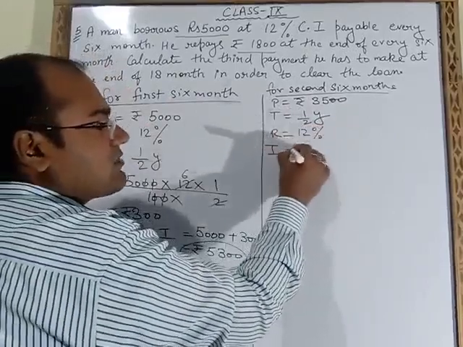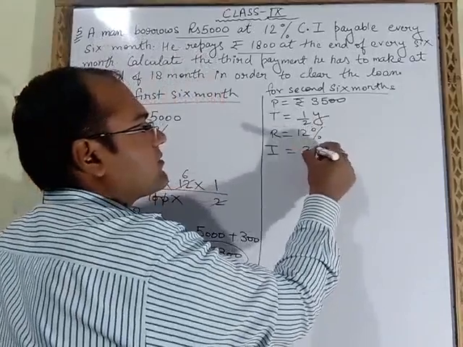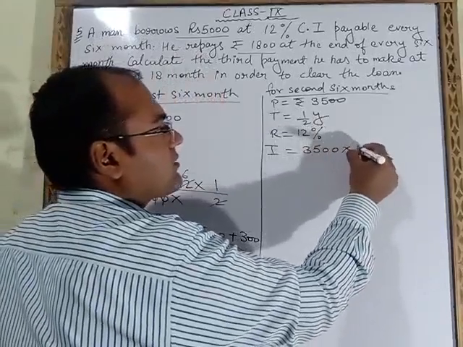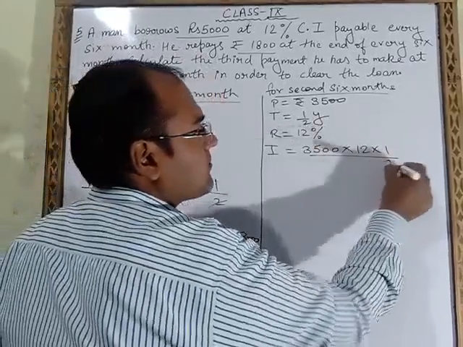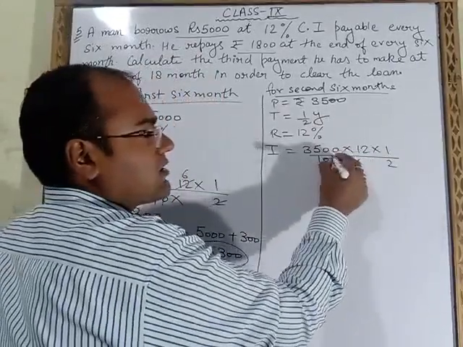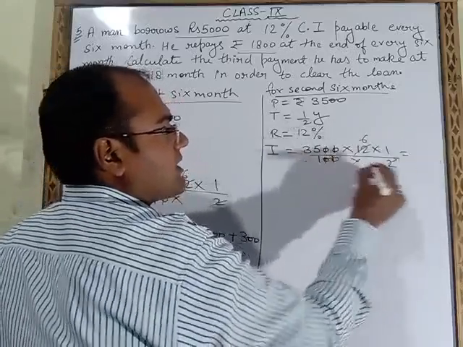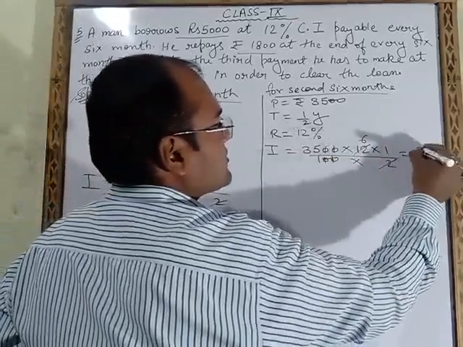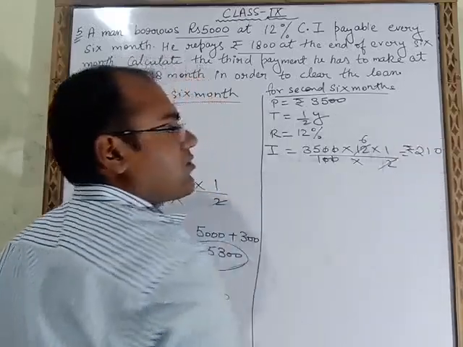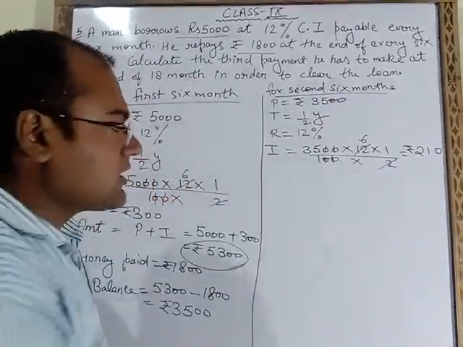Now we will calculate the interest for the second 6 months. P into R into time. Time is half, so we will take half upon 100. These two zeros will get cancelled. 2 6s are 12. On multiplying these two, 210 rupees will be the interest for the next 6 months.